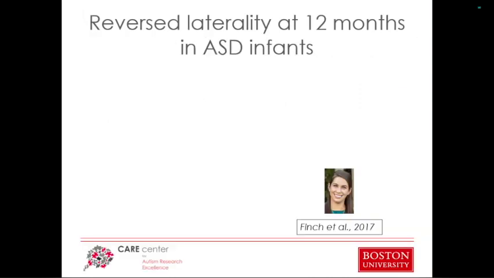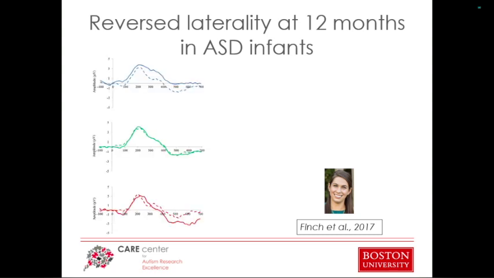And then later, we were able to reanalyze our data with a larger sample, and now we were able to separate out the infants who did develop autism from those who didn't, because those were mushed together in the previous graph. And this is what you see here, and this is a summary of the lateralization.